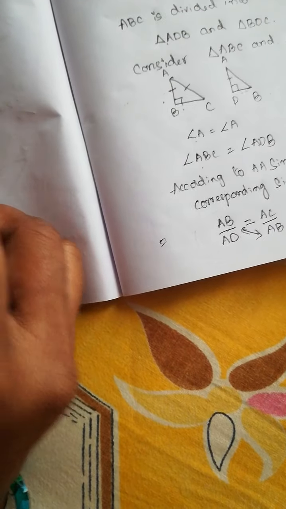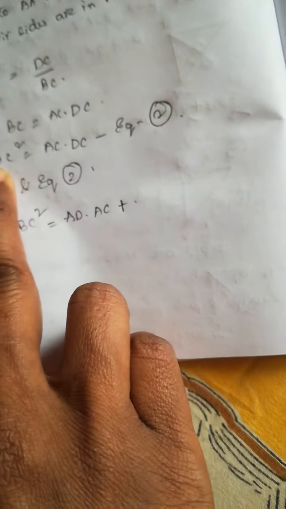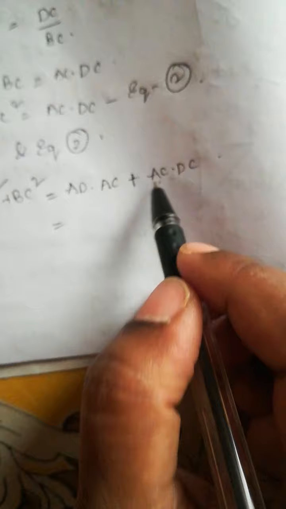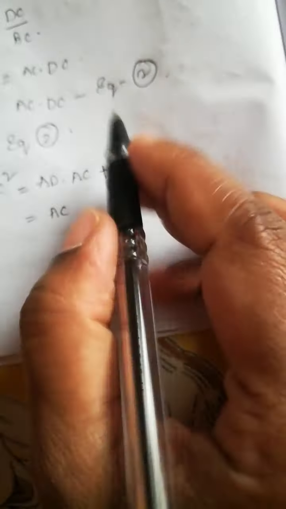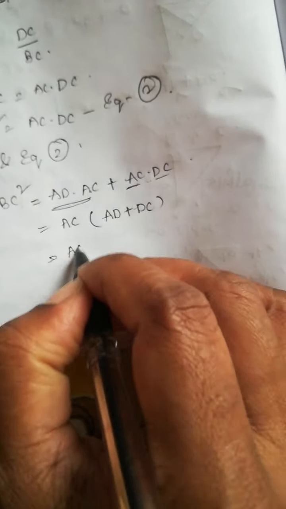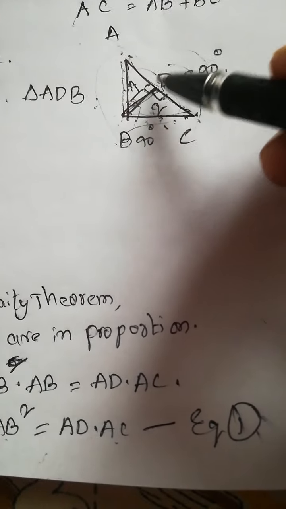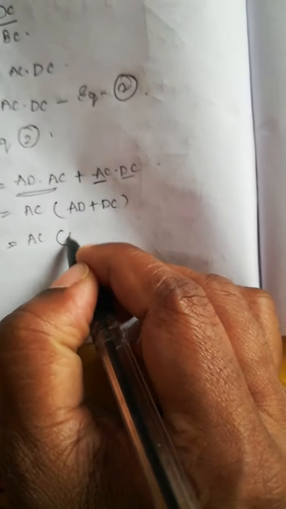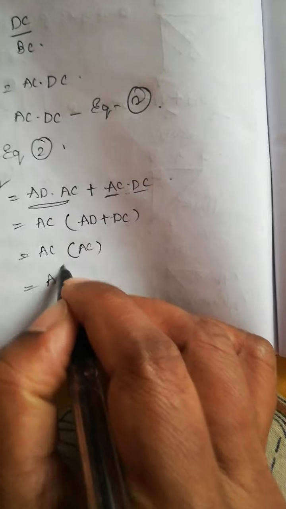What is the value of AB square? AD into AC is equal to AC plus, what is the value of BC square? AC into DC. See here, AC is common in both the terms, na? So taking out AC as common, what is left in the first term? AD. And what is left in the second term after removing AC? DC is there, na? Okay. See, AD plus DC. From the figure, AD plus DC is nothing but AC only, na? D is a point on AC, na? So AD plus DC is nothing but AC. AC into AC, AC square.